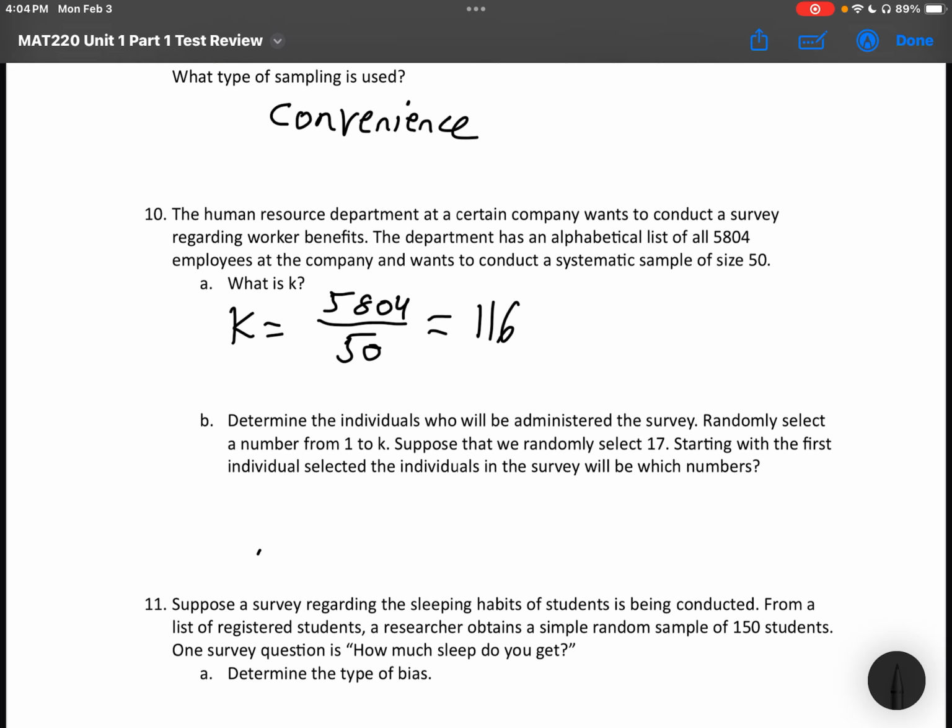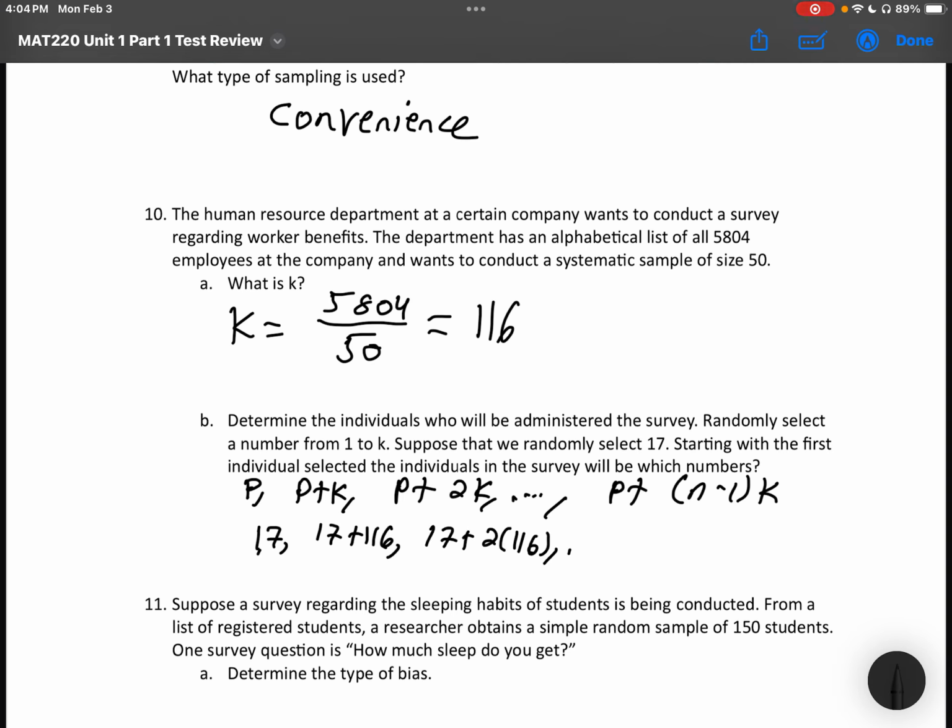So based upon the formula that we have, this is P plus K, P plus 2K, all the way down to P plus N minus 1 times K. So with P being 17 and K 116, this is 17, 17 plus 116, 17 plus 2 times 116. And then 17 plus, this would be 50 minus 1 times 116, since N was 50.